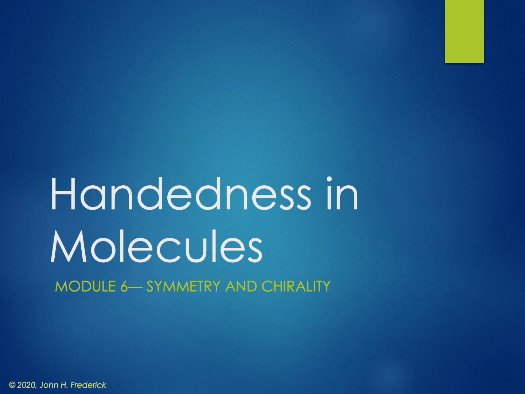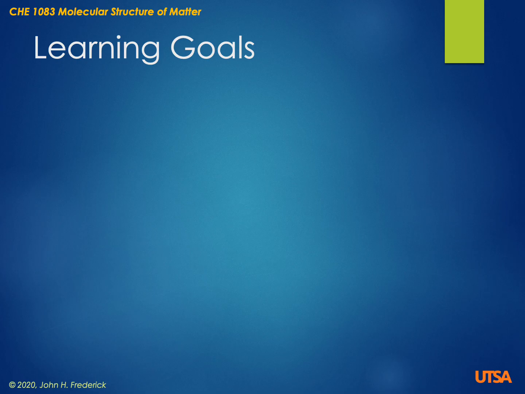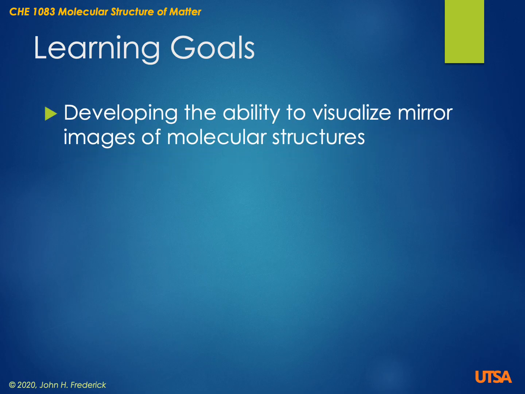By this point, you can probably determine if a molecule has symmetry or symmetry elements associated with it. We're now going to explore another aspect of the form of molecules, and that is whether or not they have handedness. So our learning goal in this video will be to develop the ability to visualize mirror images of molecular structures. As we'll see, this is intimately tied to this whole principle of handedness.